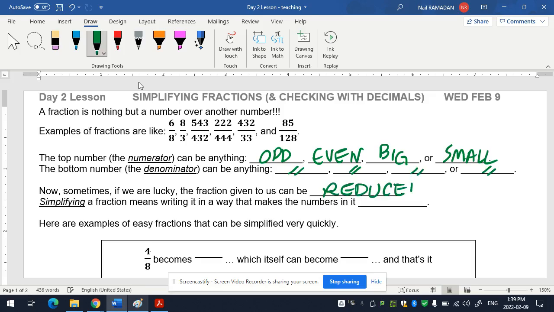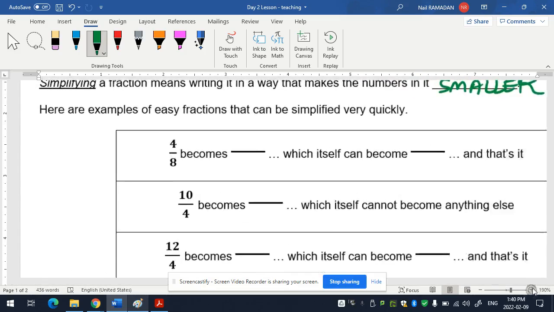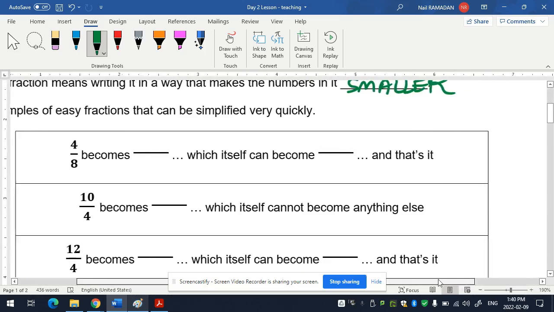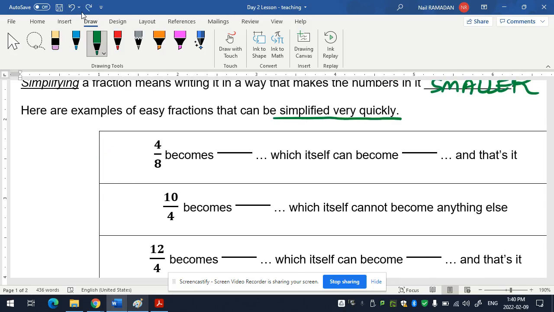By the way, some teachers call it something else, but it doesn't really matter. If you're simplifying a fraction, you're also reducing or shrinking the number, which means the numbers here are smaller. Here are examples of fractions that could be simplified very quickly, mostly because the numbers are small.